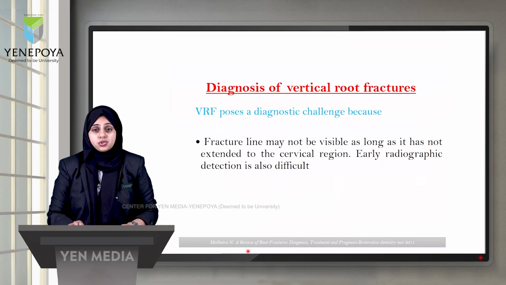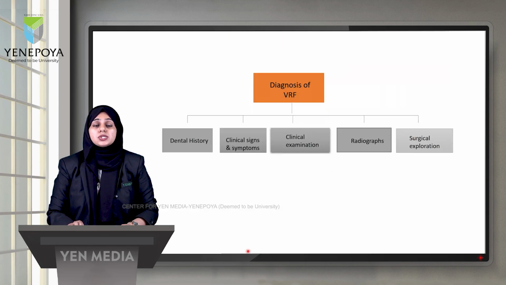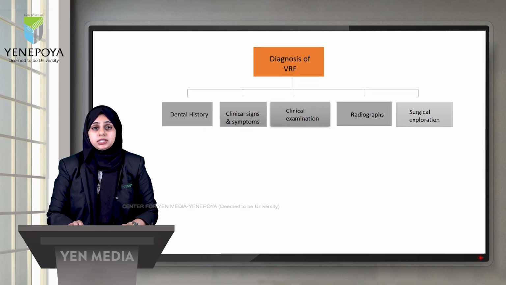Diagnosis of vertical root fracture. As I said, vertical root fractures pose a diagnostic challenge because the fracture line may not be visible as long as it has not extended to the cervical region. Early radiographic detection is also difficult. So, diagnosis of vertical root fracture includes a detailed history of the patient, clinical signs and symptoms, various clinical examinations, radiographs and surgical exploration. We'll see each in detail.